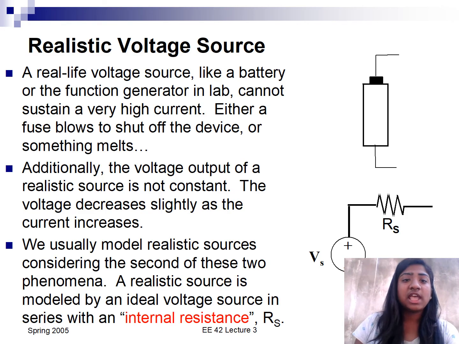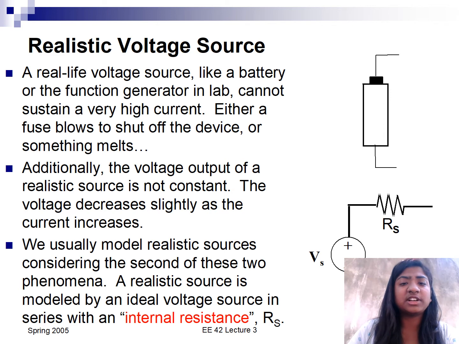Realistic voltage source. A real-life voltage source like a battery or the function generator in lab cannot sustain a very high current. Either a fuse blows to shut off the device or something melts. Additionally, the voltage output of a realistic source is not constant. The voltage decreases slightly as the current increases. We usually model realistic sources considering the second of these two phenomena.